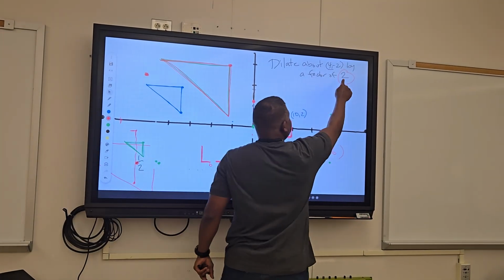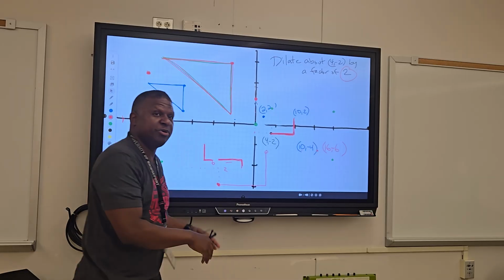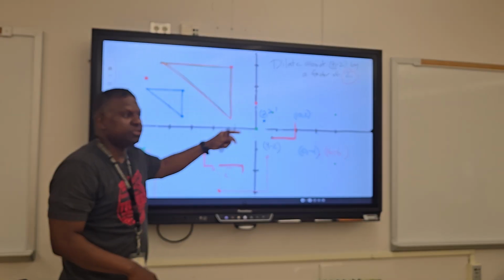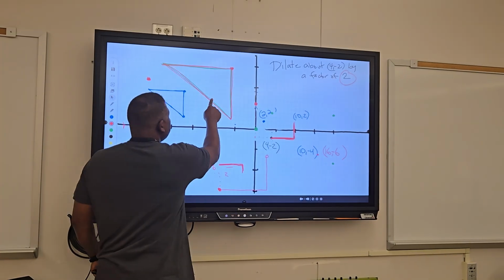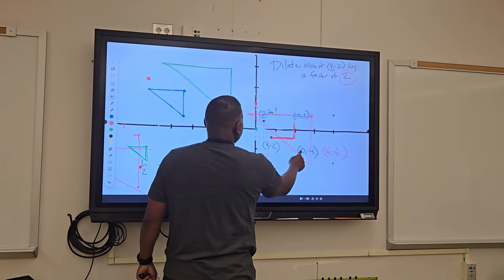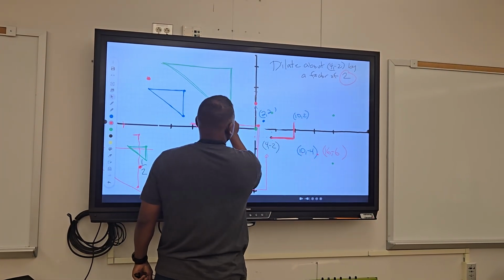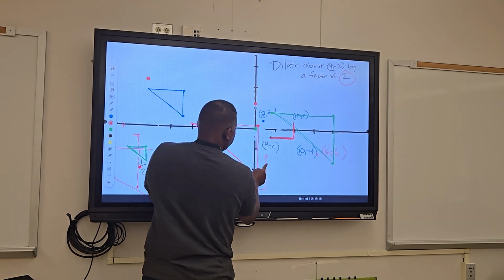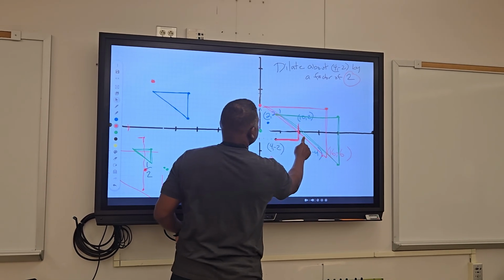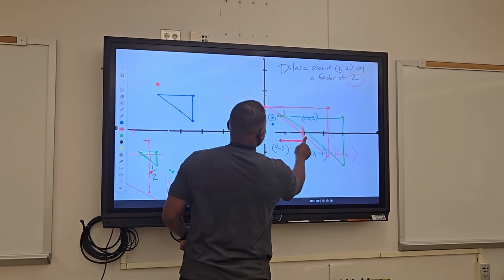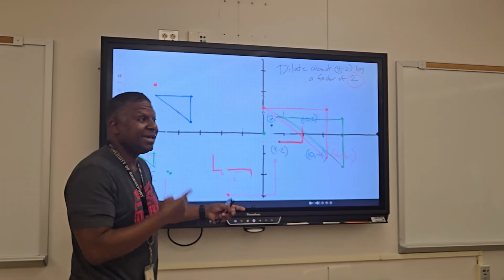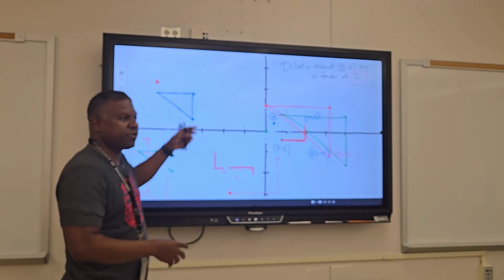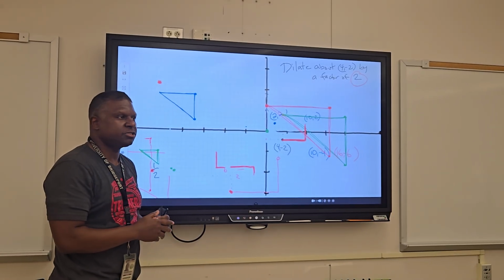If this was dilating by a factor of 3, it would be 3 times the length. Now, where you dilate from, as you can see, doesn't matter. If I dilate from the origin, I'm over here. If I dilate by this point, I'm over here. If I dilate by a completely different point, it's the same exact triangle, it's just going to be in a different location. Make sense? Yeah.